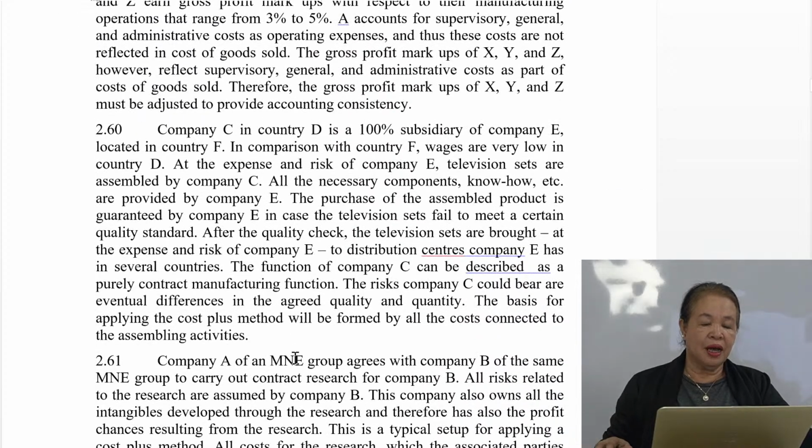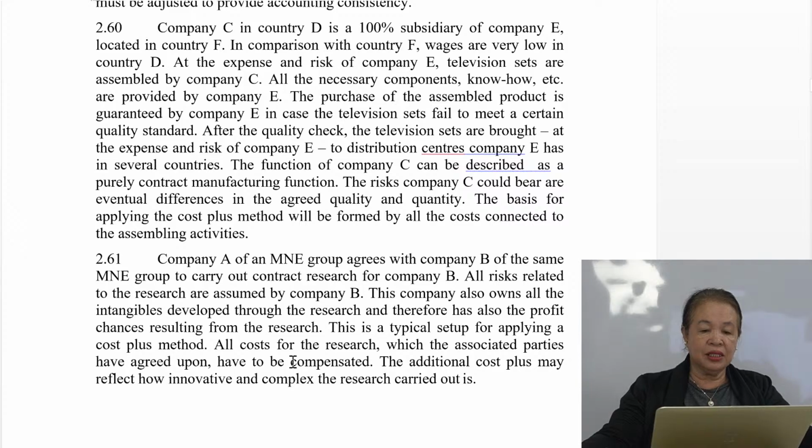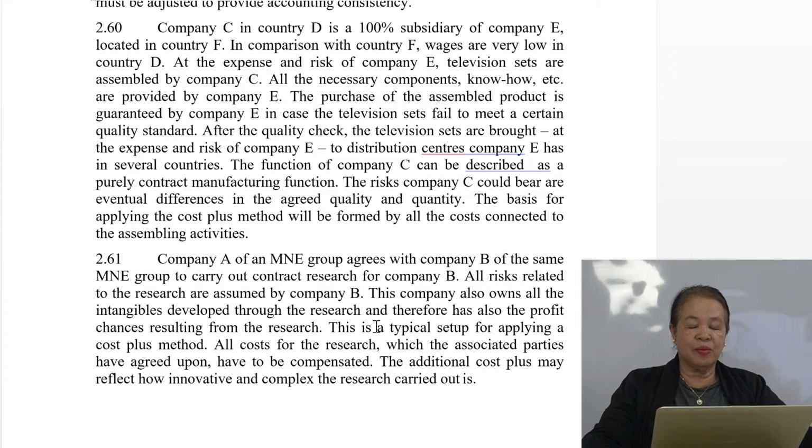Okay. Company C in country D is a 100% subsidiary of Company E located in country F, no? So, in comparison with country F, wages are very low in country D, at the expense and risk of Company E, no? Television sets are assembled by Company C. All the necessary components, know-how, and others are provided by Company E. No? So the purchase of the assembled product is guaranteed by Company E in case the television sets fail to meet a certain quality standard. No?